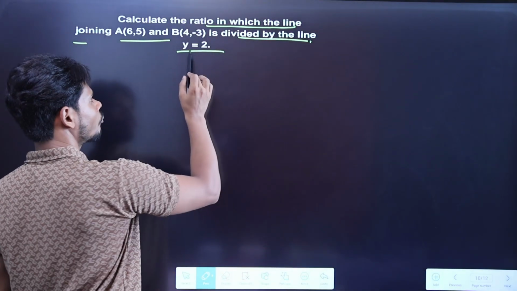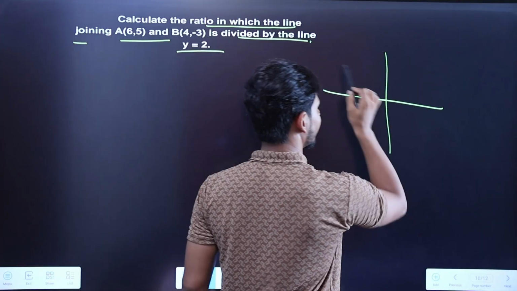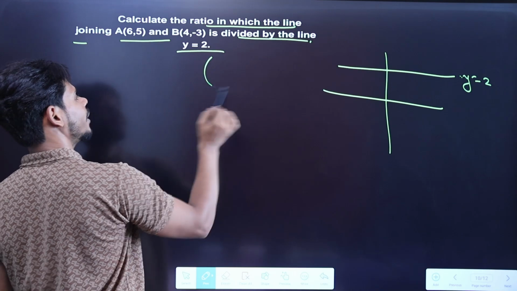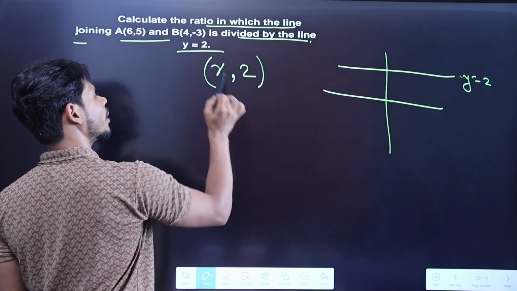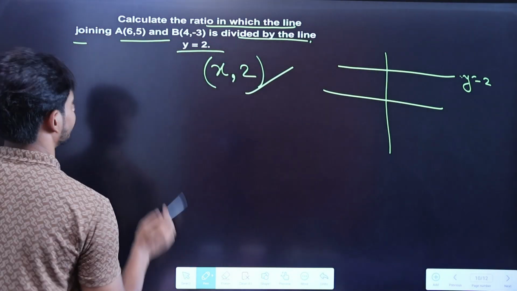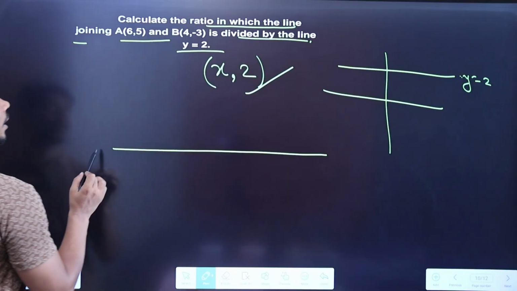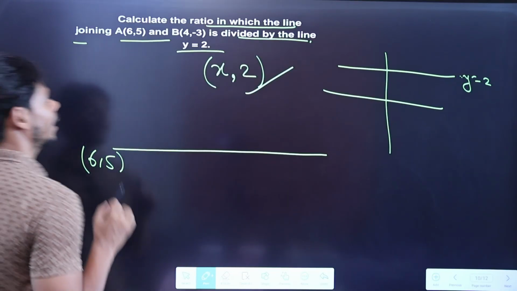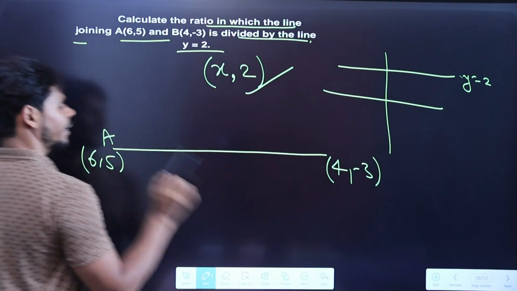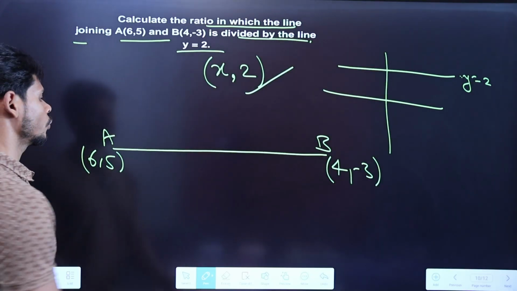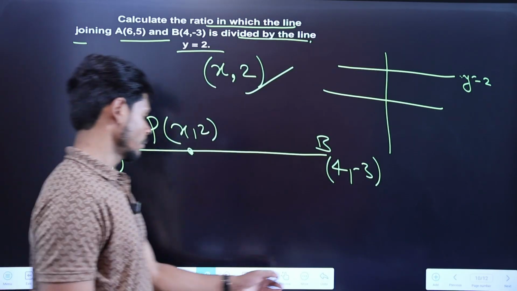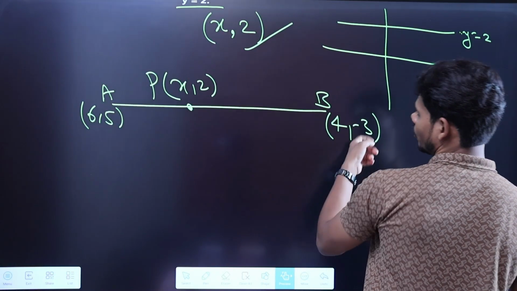Now y is equal to 2 means parallel to the x-axis. It means there will always be a value of y which is 2, but we don't know anything about x. So actually this is the dividing point, right? This is the dividing point. Now the joining points are (6, 5) and (4, -3), and now we need to find the ratio divided by this point P, because this time we know the value of y.